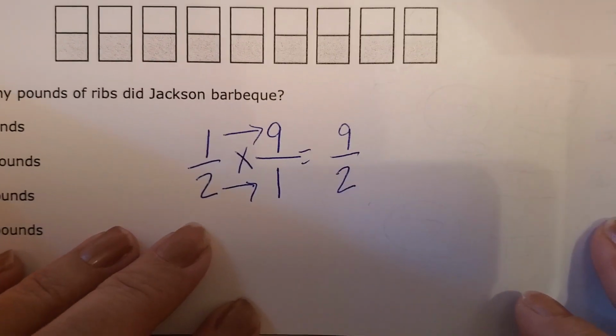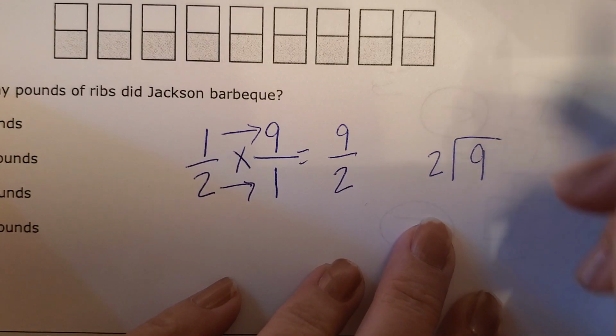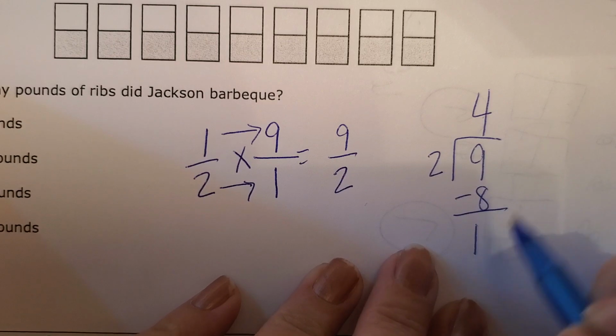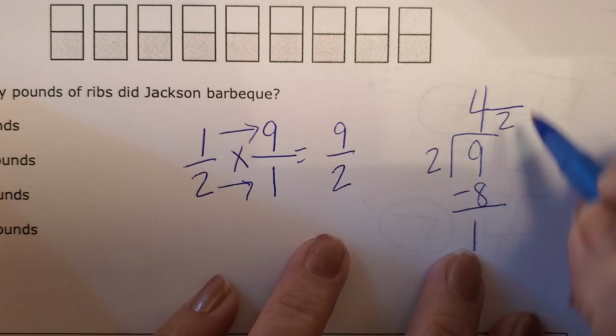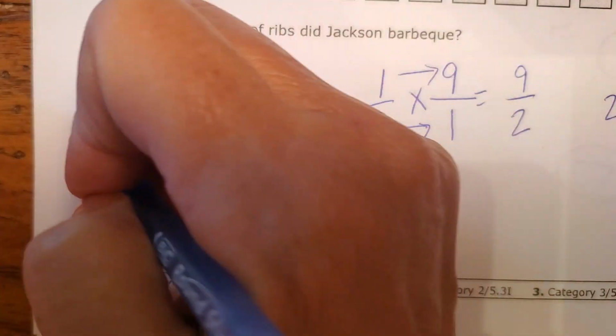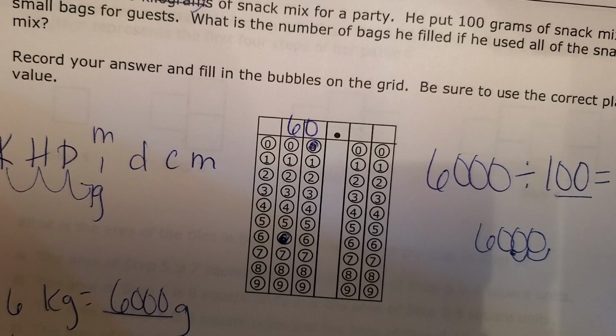We know that that's an improper fraction. To fix it, we're going to do top in, bottom out. 2 goes into 9 4 times. 4 times 2 is 8. We have 1 left over. So our denominator here was a 2. It's going to stay a 2, and our remainder becomes the numerator, 4½. So the correct answer here would be J.